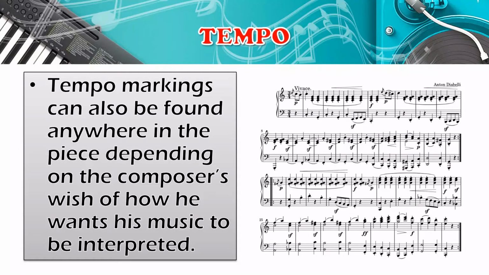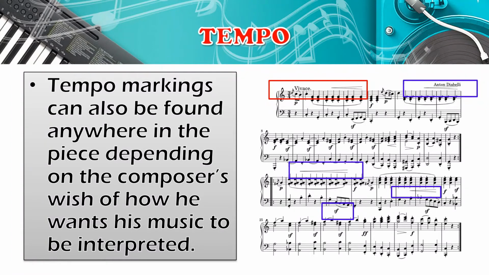Tempo markings can also be found anywhere in the piece depending on the composer's wish of how he wanted his music to be interpreted. For example, as you can see in our presentation, the red marking pertains to a tempo, which is vivace. And the blue markings are an example of dynamics. So tempo is like dynamics, these markings can be found anywhere if you are a composer.